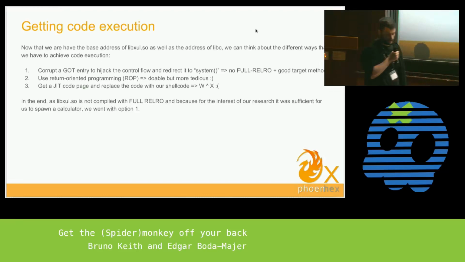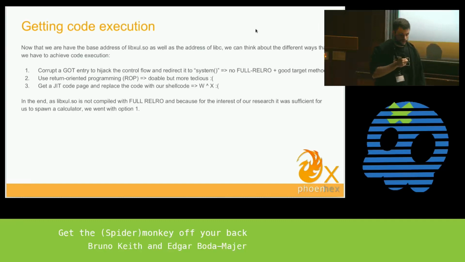But Firefox has a mitigation which they call W^X, which basically means that their JIT code pages are never both writable and executable. So it seems pretty hard. And for the purpose of this research, we just needed to demonstrate that we had code execution. So we went with the first step.